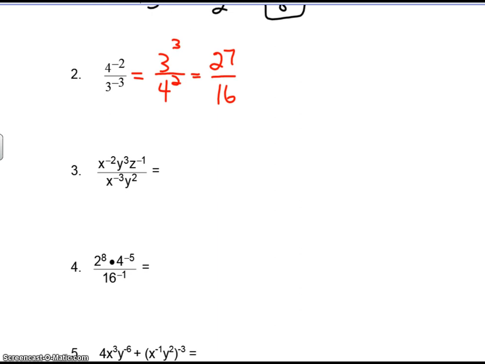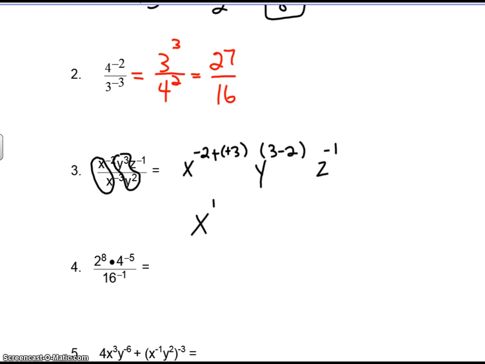Okay, number 3, we have a lot of different things going on here. So we're going to go ahead and look at where the bases are the same number. X to the negative 2 minus negative 3, y to the 3 minus 2, and then z to the negative 1. Okay, negative 2 minus negative 3 equals x to the 1st power.